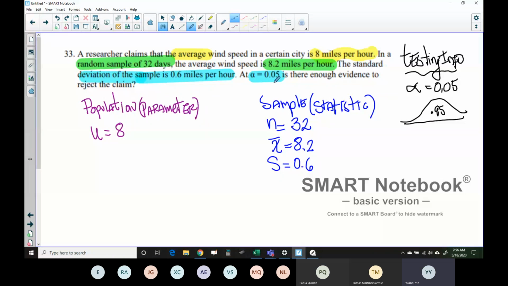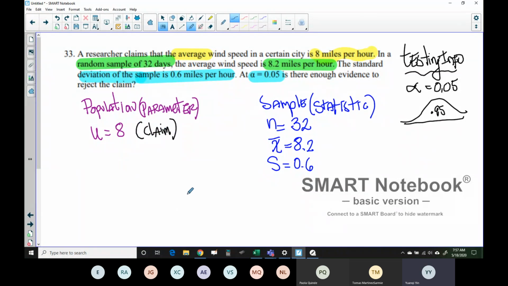All right. Is there enough evidence to reject the claim? Okay, what is the claim? The claim is that it tells you here, the claim that the average wind speed in a certain city is 8 miles per hour. So that is the claim. This is the claim.